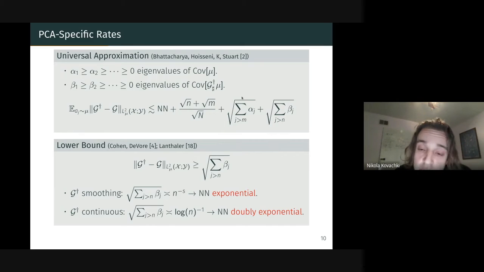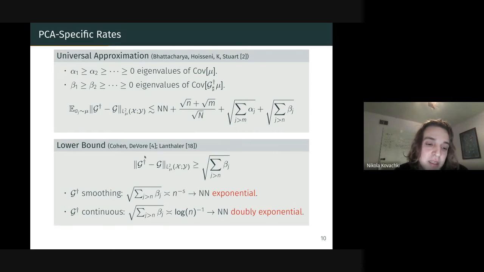And then you have these tail end sums of the eigenvalues. Since you're doing a finite dimensional approximation, you're cutting off at M in the input space, and you're cutting off at N in the output space, then the tail end of these covariances show up. It turns out that for generic operators, if I'm trying to approximate some very generic G, I can actually put a lower bound on this, and the lower bound is given by the tail end of the output covariance. But this can be really, really slow.